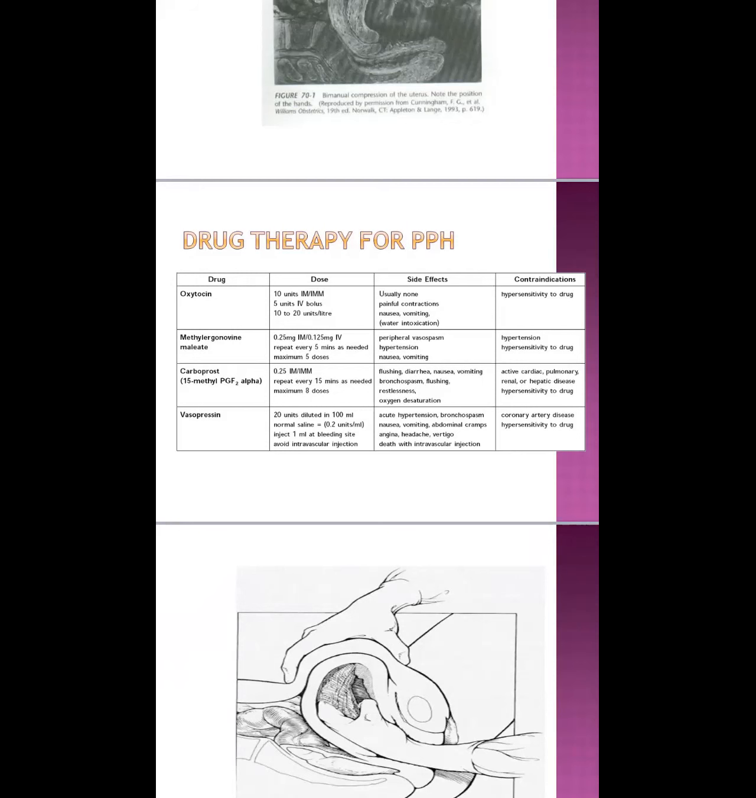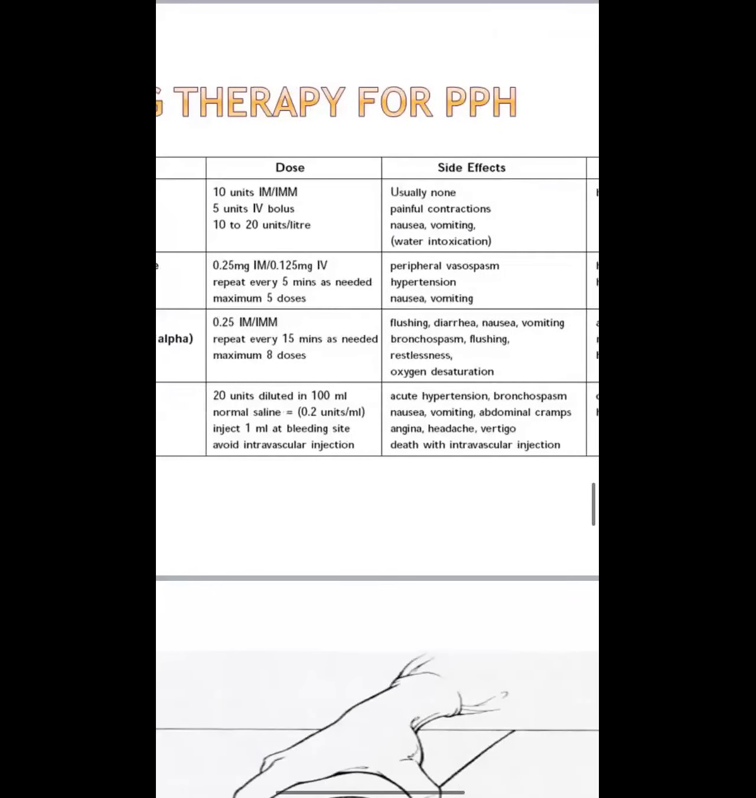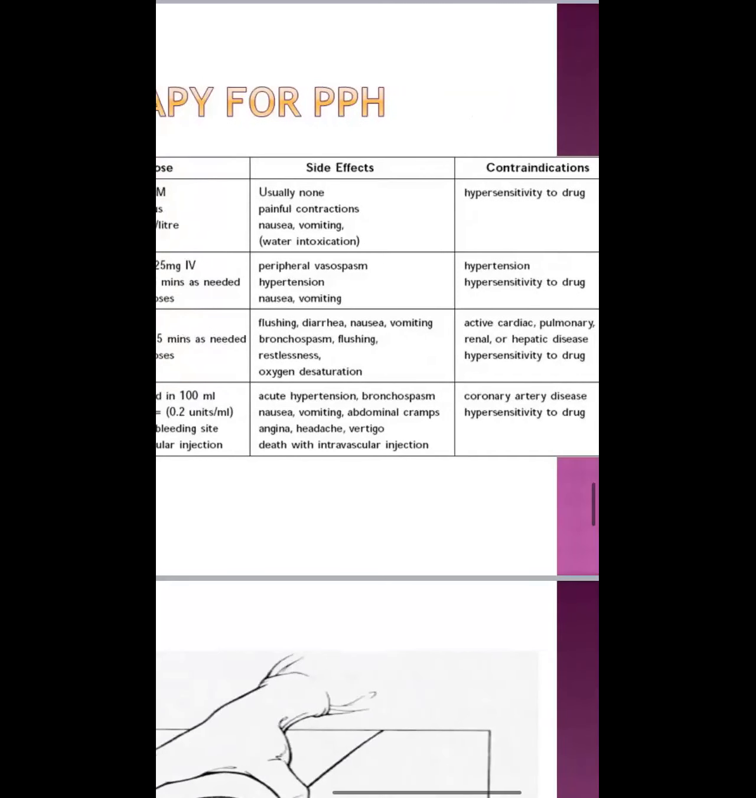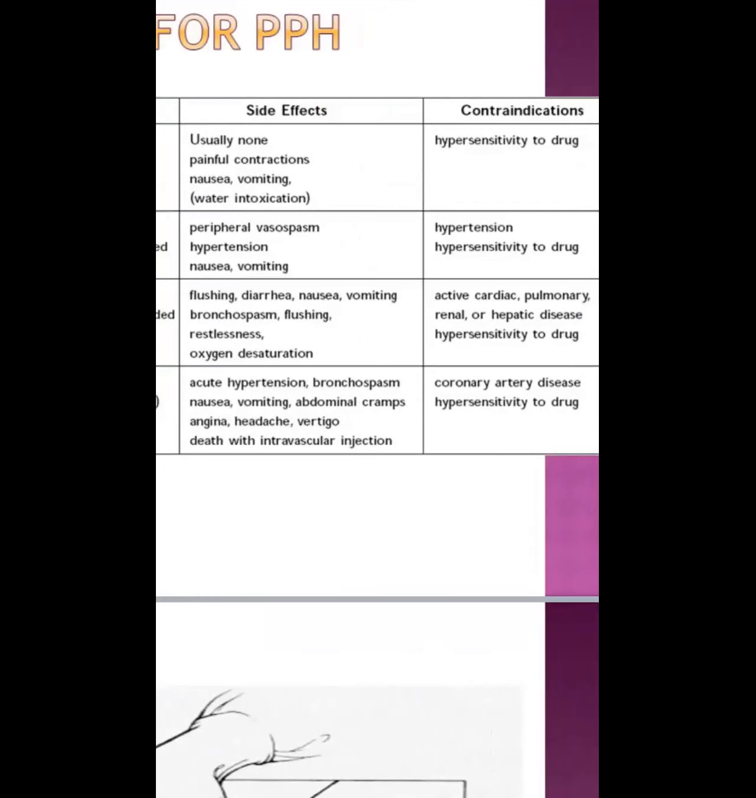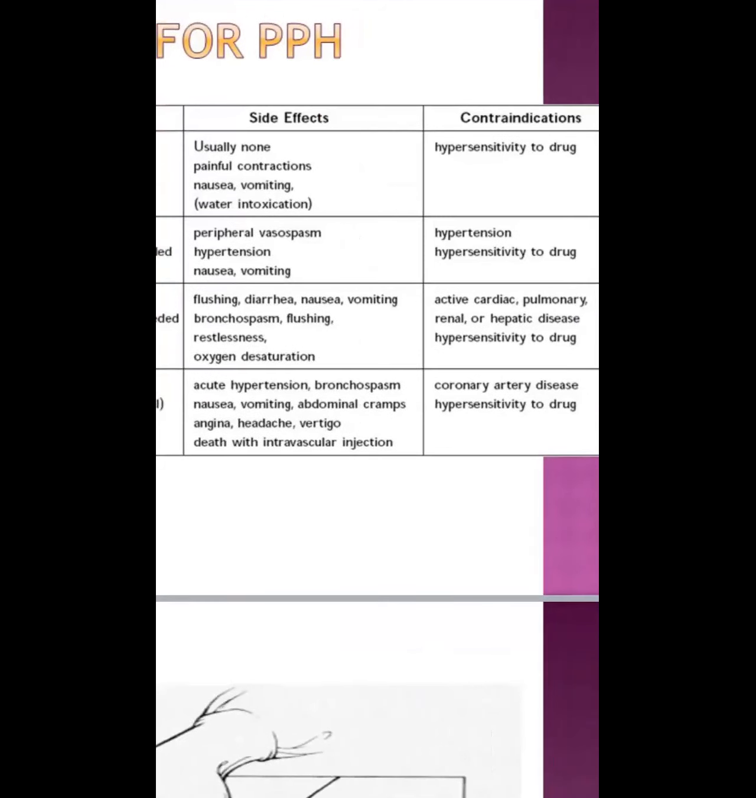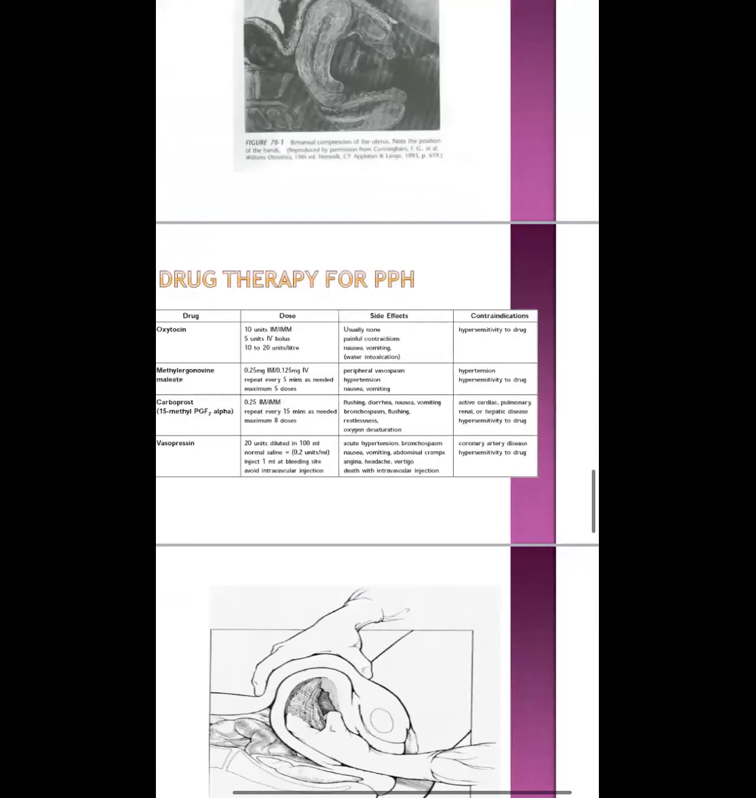We give 20 units diluted in 100 ml of normal saline, as on the slide. The side effects are acute hypertension, bronchospasm, nausea, vomiting, abdominal cramps, angina, headache, vertigo. It can even cause death of the patient with intravascular injection if you give it. The contraindications are coronary artery disease, or if the patient is hypersensitive to the drug. Next slide.